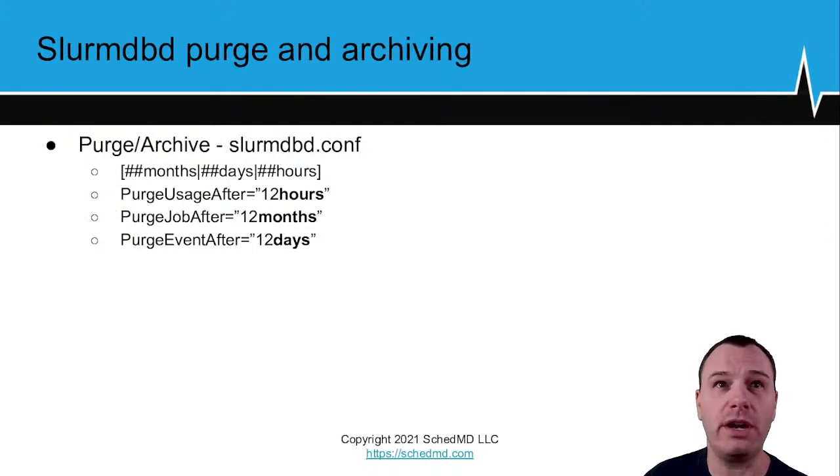The purge options can be used to specify when the purge for a respective entity occurs. The default value for each of these options is to never purge. However, a value of say 12 hours would purge everything older than 12 hours. A purge of 12 months, purge everything older than 12 months.